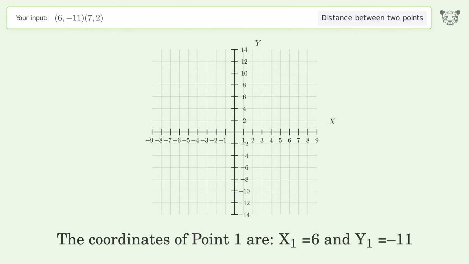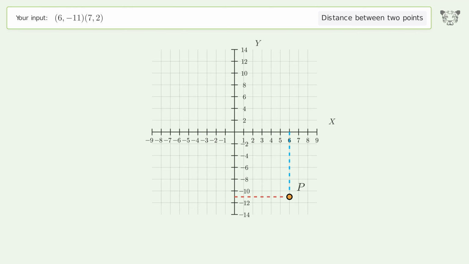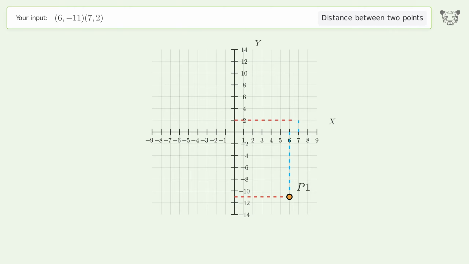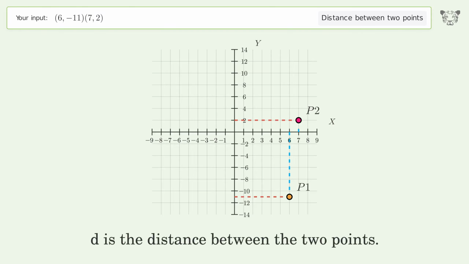The coordinates of point 1 are x1 equals 6 and y1 equals -11. The coordinates of point 2 are x2 equals 7 and y2 equals 2. D is the distance between the 2 points.